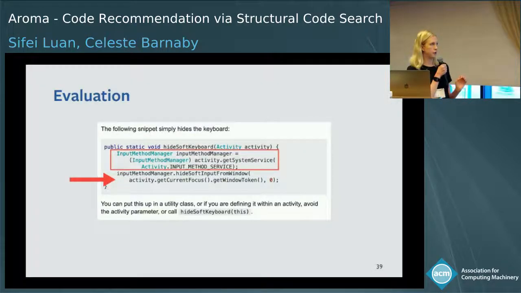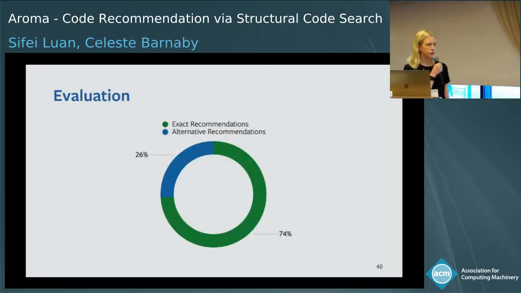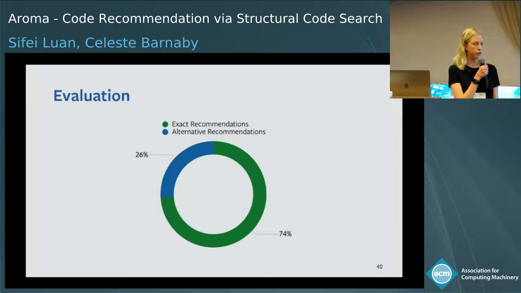We couldn't extract queries from 14 of the 64 full code snippets because they only contained one statement. But for the remaining 50 code snippets, the Aroma results fell into one of two categories. In 74% of cases, one of the top 5 Aroma recommendations was an exact match to the full code snippet, whereas in the other 26% of cases, none of the top 5 Aroma recommendations matched the snippet and instead offered an alternative recommendation.